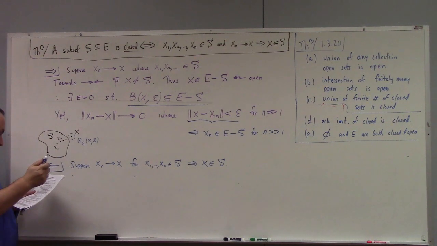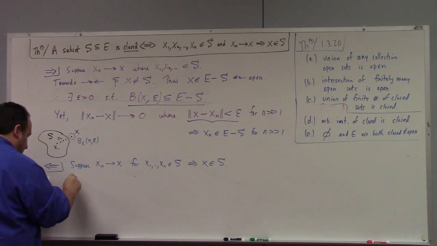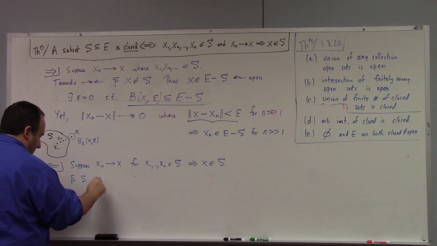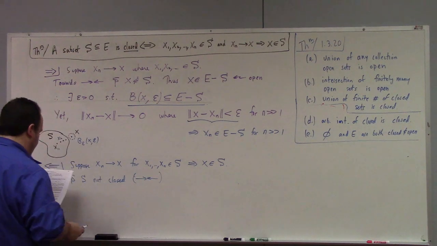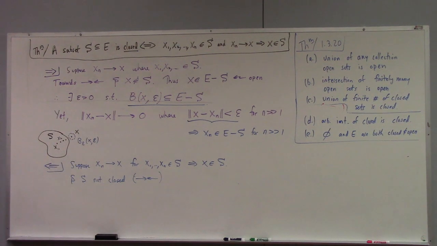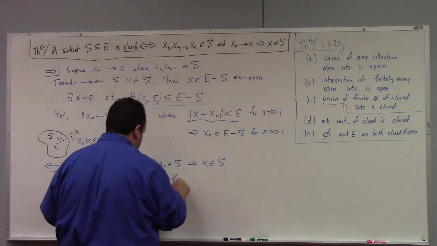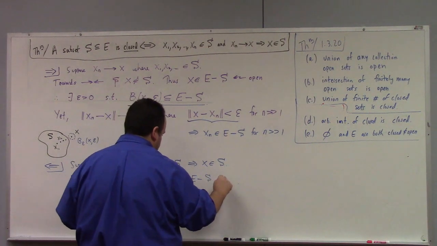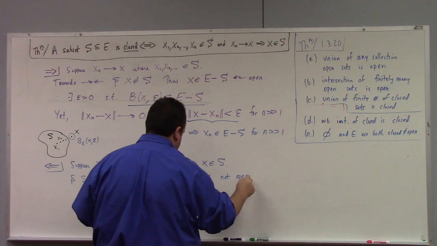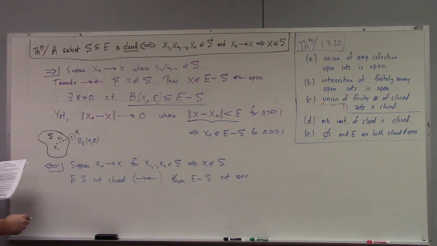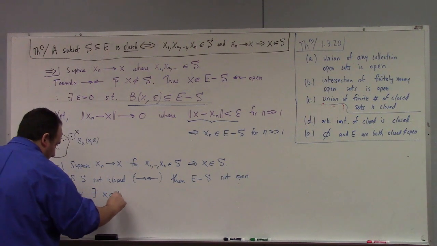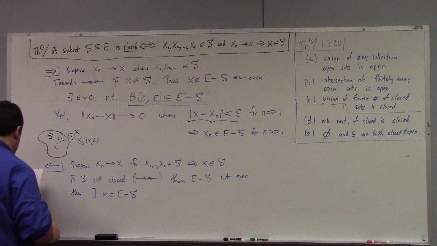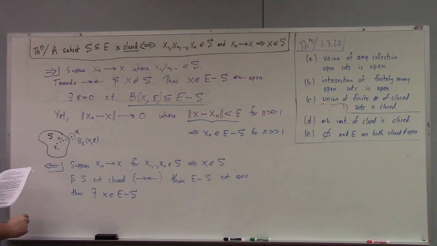So what he does is he says, if S is not closed, which would be a contradiction. He's working towards proof by contradiction again. So suppose S is not closed, then what happens? Well, if S is not closed, then E minus S is not open. Thus there exists x, an element of the complement of S, such that what?